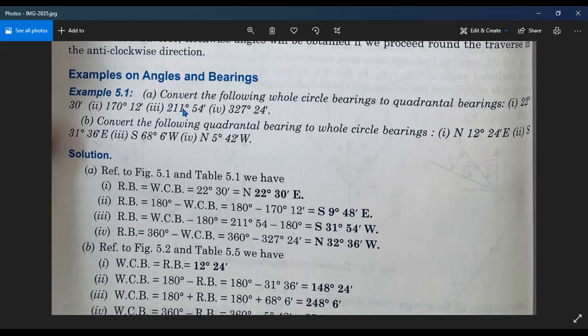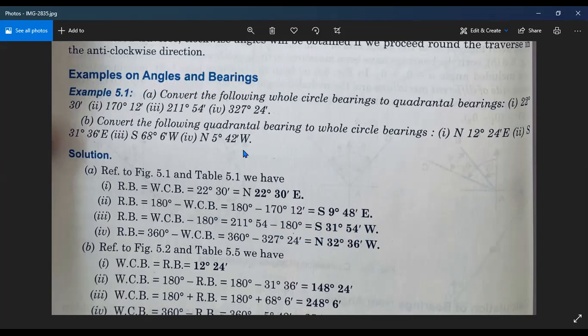Next, the third one I have is 211 degrees 54 minutes lying in the third quadrant. Third quadrant is between 180 degrees to 270 degrees. So I have the bearing of the line as 211 degrees 54 minutes. That is the whole circle bearing. To convert it into the quadrantal bearing system, 211 degrees 54 minutes minus 180 degrees I have done. So 31 degrees 54 minutes from south to west. So I will write it as south 31 degrees 54 minutes west.